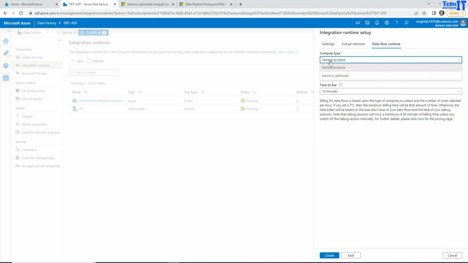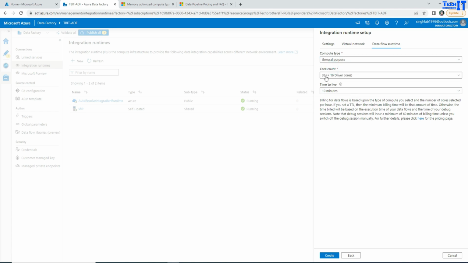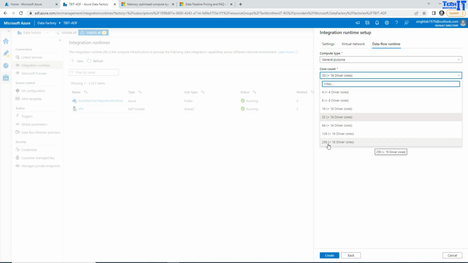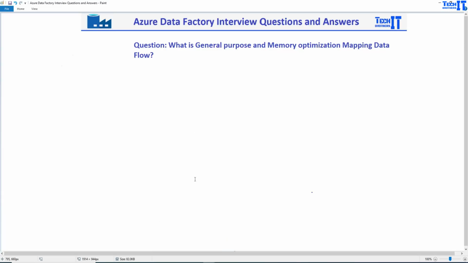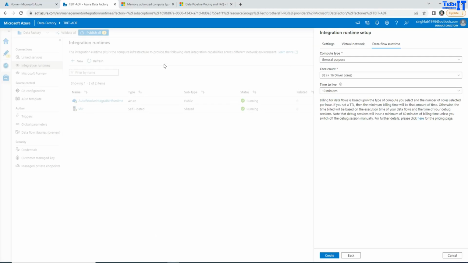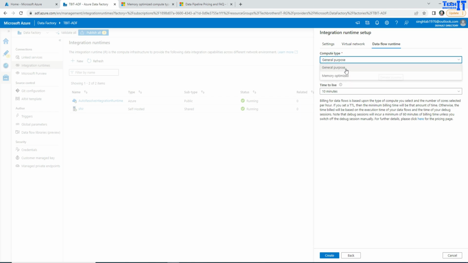So design and also find the sweet spot for the number of worker cores. You don't want to go 256 plus 16 driver cores, so you might want to slowly go up and see which is the best setting, because for each worker core you have to pay money. These two links I will share with you, and I wish there was more information on exactly how much memory you get with general purpose and how much memory is given with memory optimized. That would be great, but it's not given.